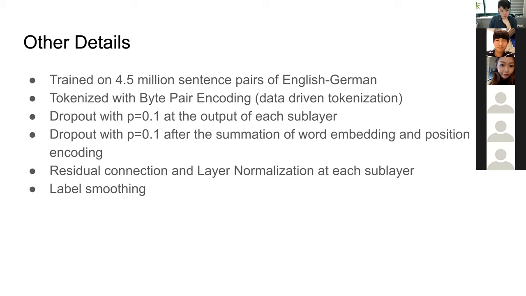details. And some details that might be a bit different from what we have seen until now is that machine translation has a large data set compared to other data sets, including sentiment classification and question answering. So it was actually trained on 4.5 million sentence pairs of English and German. They were also trained on English-French, but English-German was more of the key result, I would say, because it's more difficult than English-French. And they tokenized with byte pair encoding.